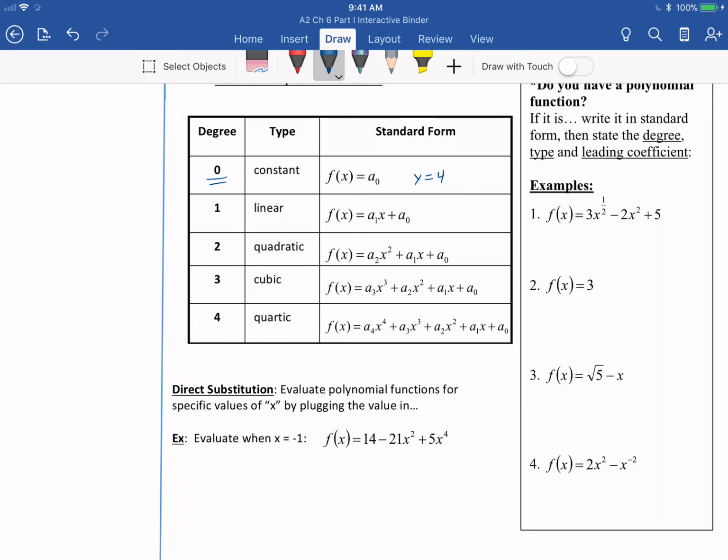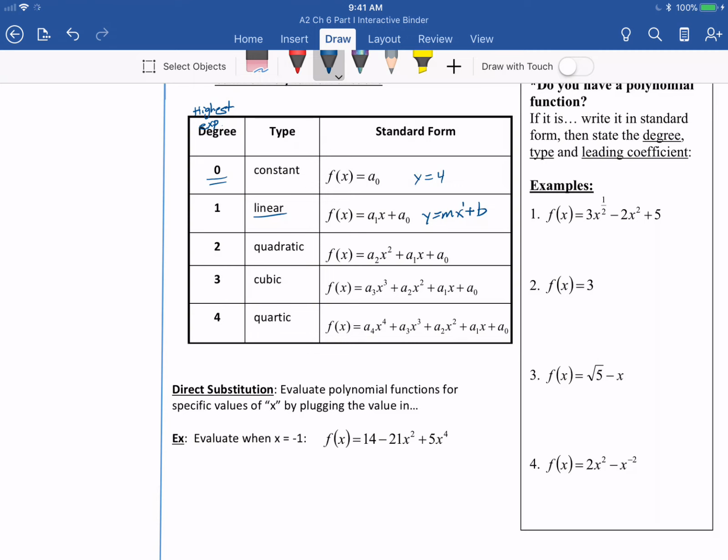The next one is if I have a degree of 1. That's my highest exponent again. So if my highest exponent is 1, it is linear. That's like y equals mx plus b. That is linear because it has x to the first power. It doesn't have any x squareds or x cubeds or anything like that. It just has x to the first power.